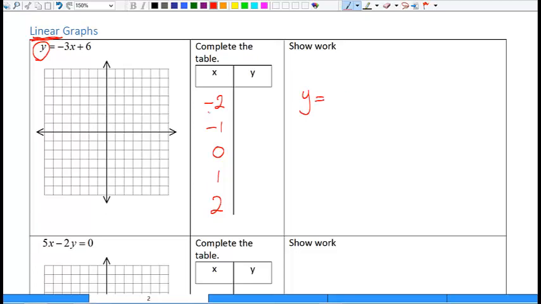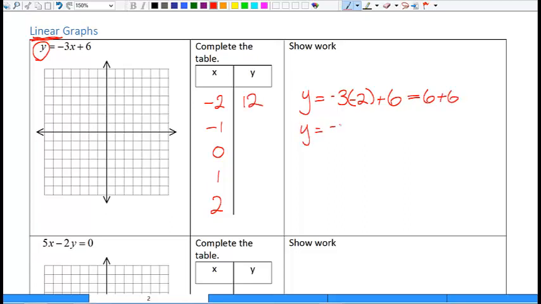So in the first part, I'm going to plug in to x. Why do I plug in -2? Because I have to start with something. So I'm going to start with -2 to +2. So I'm going to start with -2. So I have -3 times -2 plus 6, which is equal to 6 plus 6, or 12.